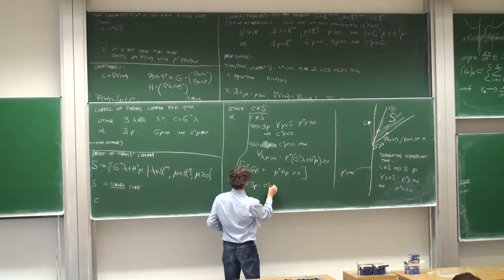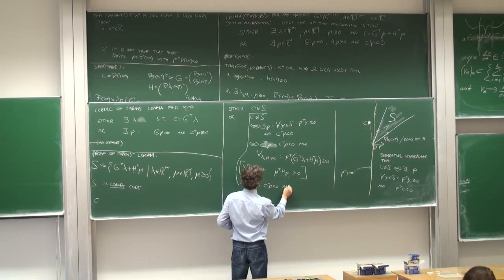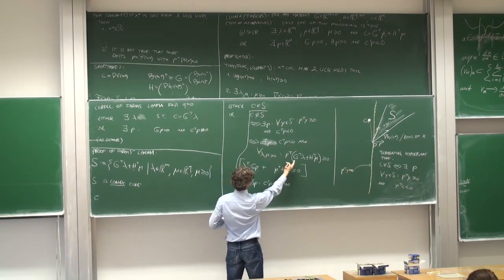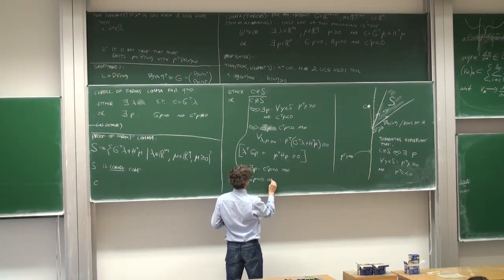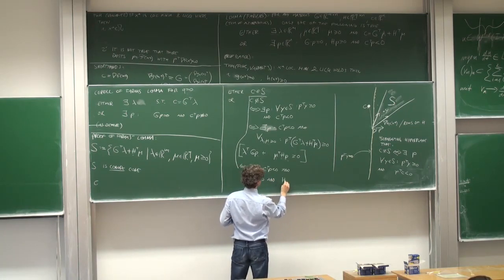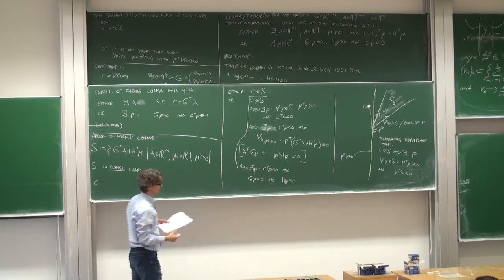So actually, with these brackets, I can continue to make the statement that there exists a P, so that C transpose P is smaller than 0, and for all lambda mu this holds, but actually this means basically that GP is equal to 0 and HP is bigger than 0 for every component. And then we have it.